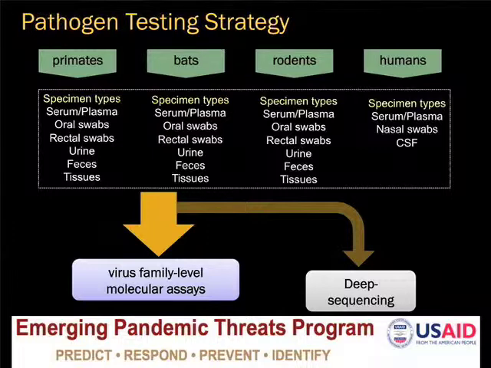So the way we do this is instead of testing for specific viruses, we've developed molecular assays known as polymerase chain reaction, or PCR reactions, that are designed in such a way that they don't just detect one virus, like West Nile virus, for instance, but instead they detect the entire family of viruses that that virus falls under. So for West Nile virus, that would be flaviviruses. For Ebola virus, it would be filoviruses.